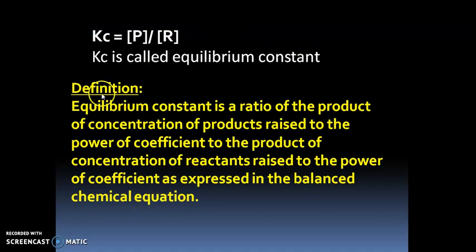So the formal definition of Kc according to the chemistry dictionary: the equilibrium constant is a ratio of the product of concentrations of products raised to the power of coefficient to the product of the concentrations of reactants raised to the power of coefficient, as expressed in the balanced chemical equation. So student, here what is raised to the power of coefficient?